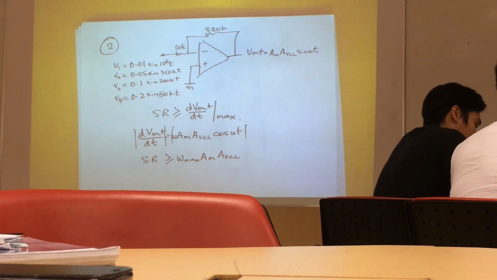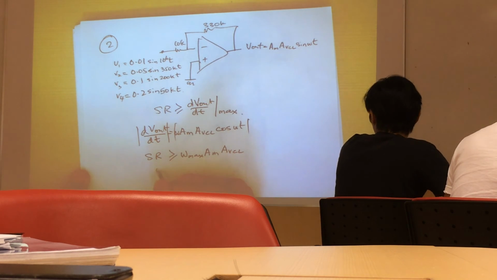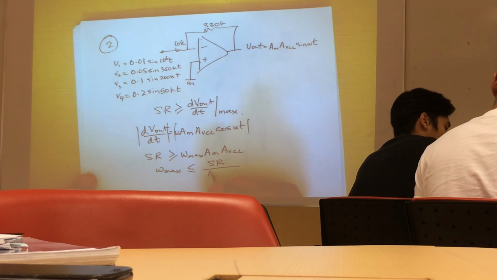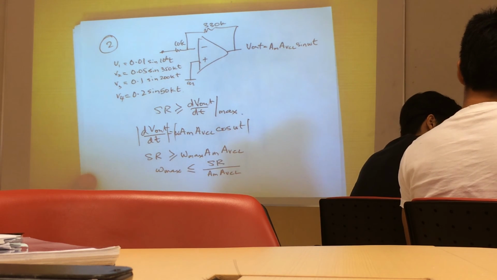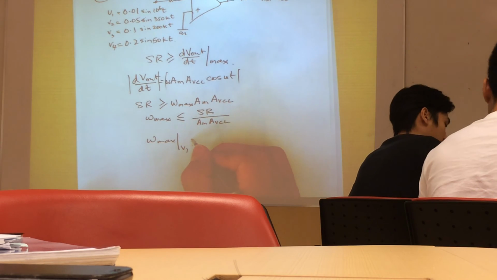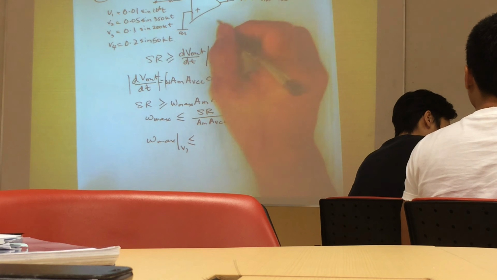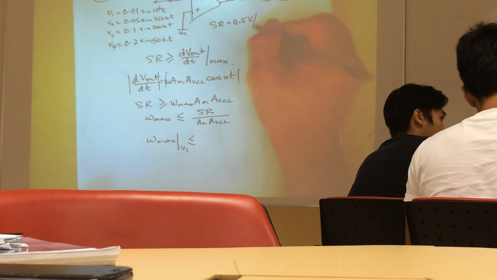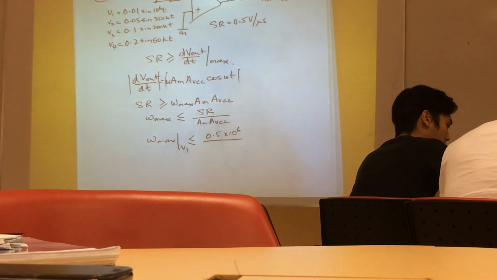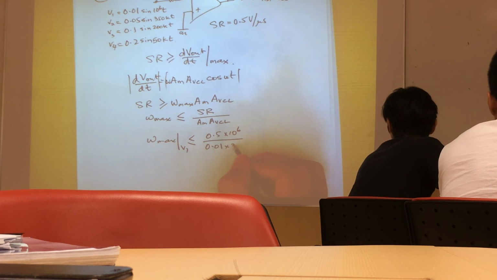Now let's take a look at the four signals. We want to know the maximum frequency for each of them. Omega max must be smaller or equal to the slew rate divided by the input amplitude times the closed loop gain of the amplifier. For the first signal, the slew rate is given as 0.5 volts per microsecond. So we put 0.5 times 10 to the 6, divided by the input amplitude of the first signal, 0.01, times the closed loop gain, which is 33.